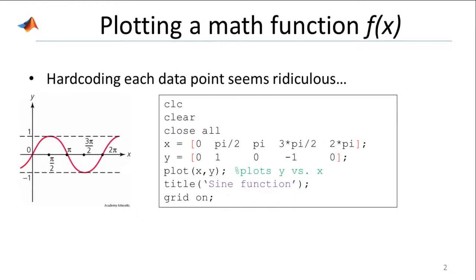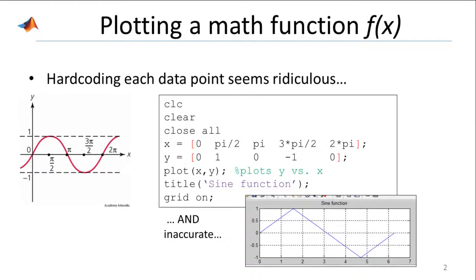We'd define our x data points, so 0, pi over 2, pi, 3 pi over 2, and 2 pi, and we already know the values for y, which is sine of x, for each of those x coordinates. Then we could plot y versus x by doing plot x comma y. But not only is it ridiculous because there's a lot more data points to code, but it's also inaccurate. With 5 data points, MATLAB connects the dots using straight lines. So that doesn't look like the sine function.